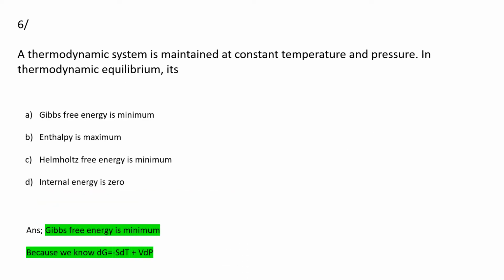So here is the first question of this session. A thermodynamic system is maintained at constant temperature and pressure. In thermodynamic equilibrium, it's, and the options are: Gibbs free energy is minimum, enthalpy is maximum, Helmholtz free energy is minimum, and option D is internal energy is 0. Here the correct answer will be Gibbs free energy is minimum, because we know that dG is equal to minus SdT plus VdP.